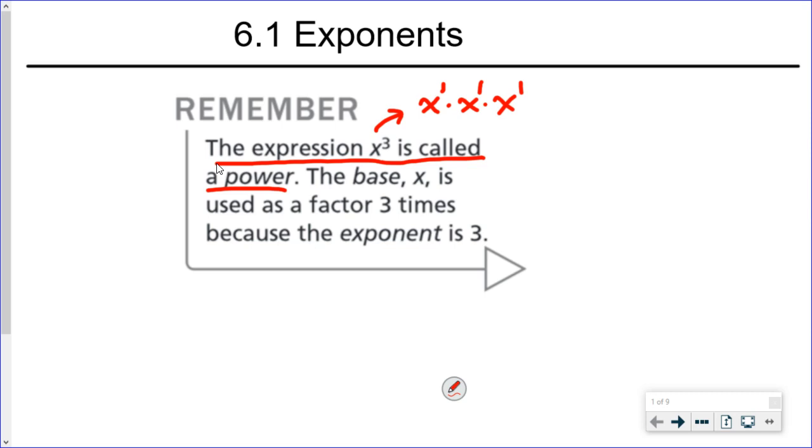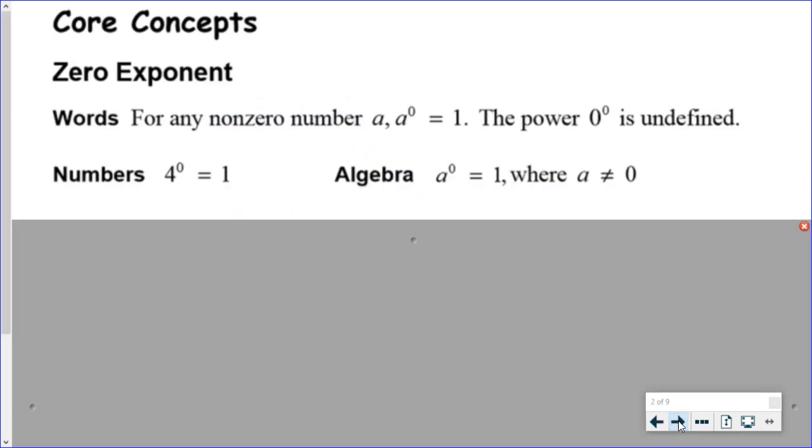Okay, the base is the x. So x is the base and the exponent is 3. So make sure you know those terminologies.